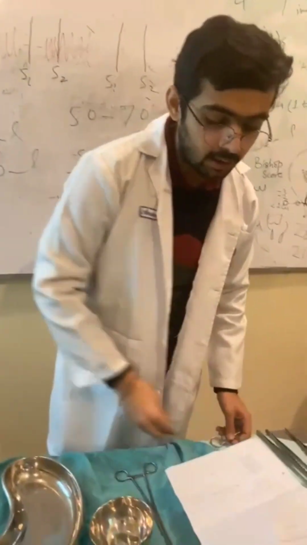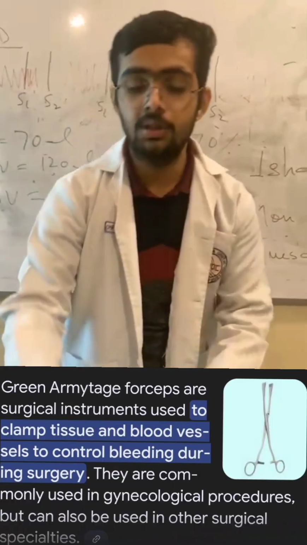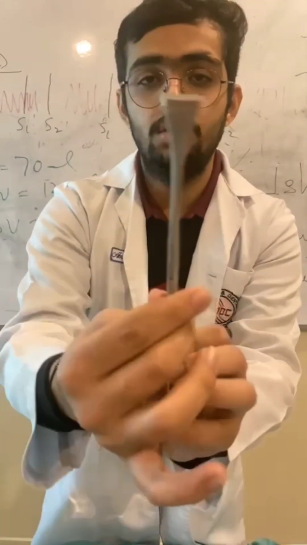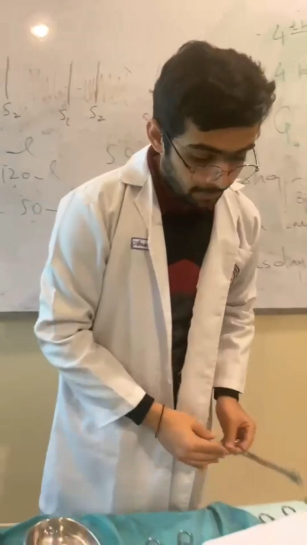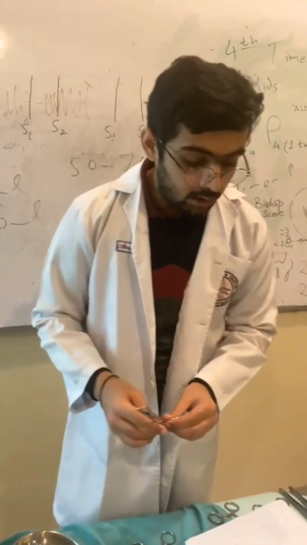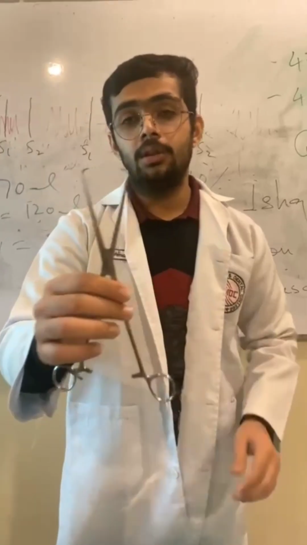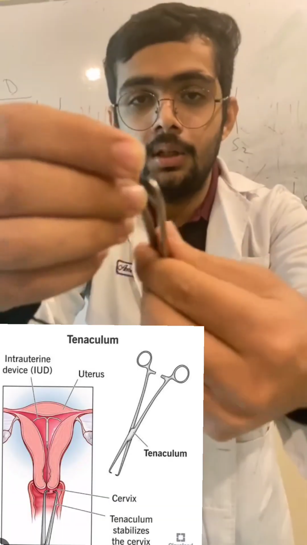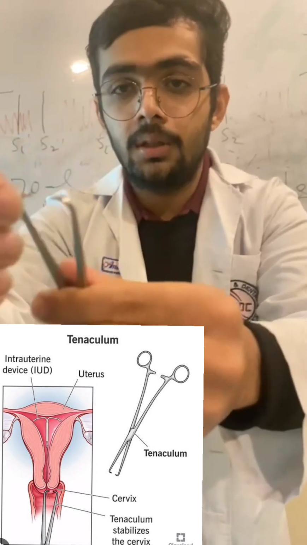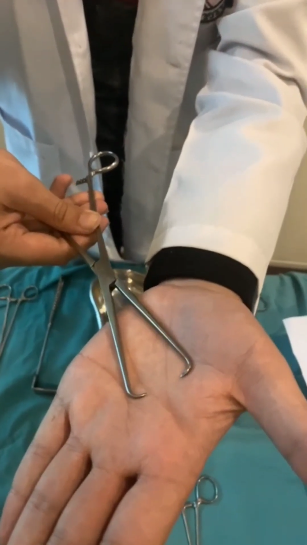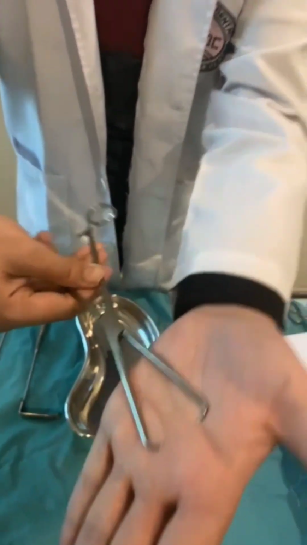Then we have the green Armitage. This is the green Armitage. You can see, you can watch it. The green Armitage. Then we have a tenaculum forceps 10th inch. This is a tenaculum. This is just a single straight notch. So the next we have is a tenaculum forceps 10th inch, right? This is a tenaculum.